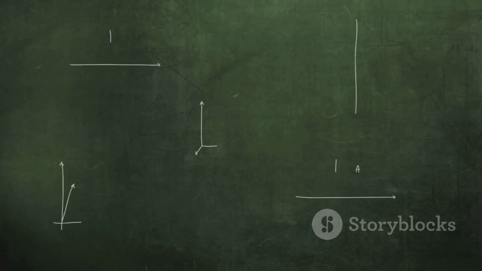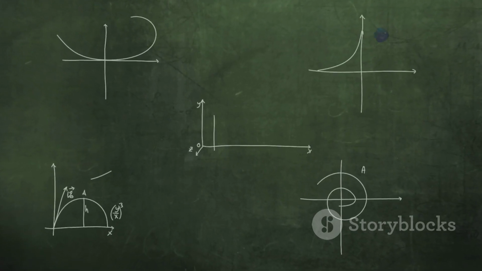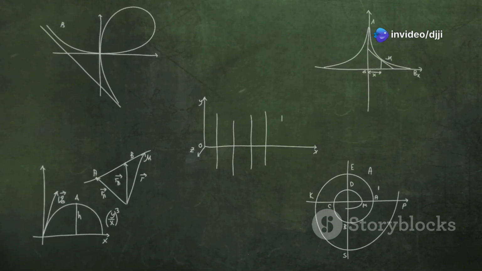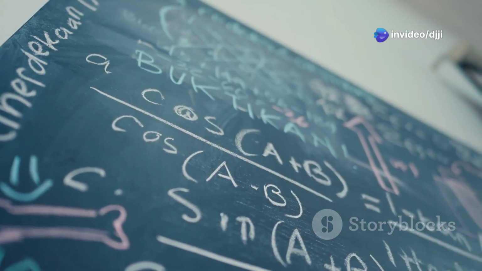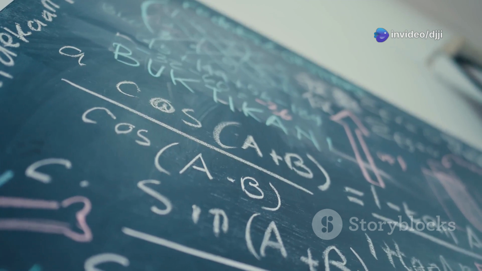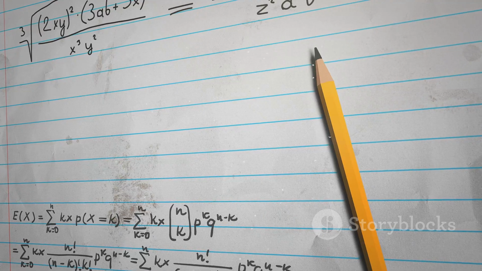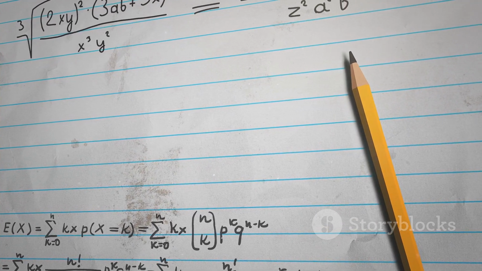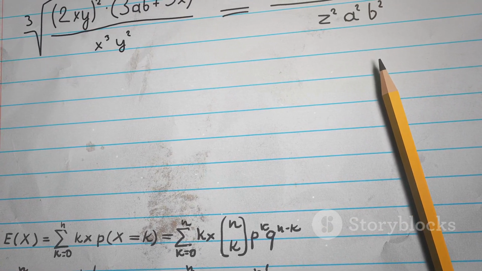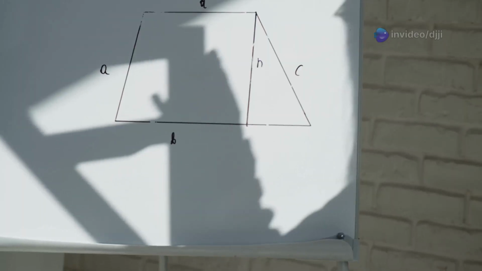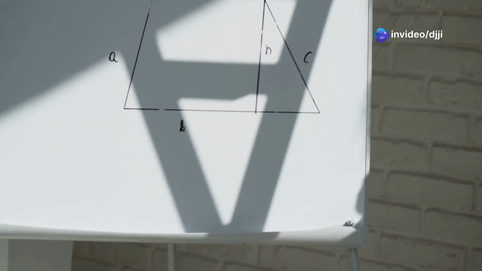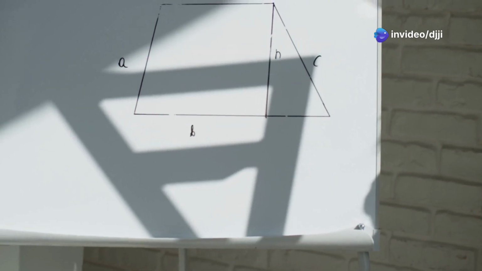For cosine, cosine of a plus b equals cosine a times cosine b minus sine a times sine b, and cosine of a minus b equals cosine a times cosine b plus sine a times sine b. For tangent, tangent of a plus b equals tangent a plus tangent b divided by 1 minus tangent a times tangent b, and tangent of a minus b equals tangent a minus tangent b divided by 1 plus tangent a times tangent b.